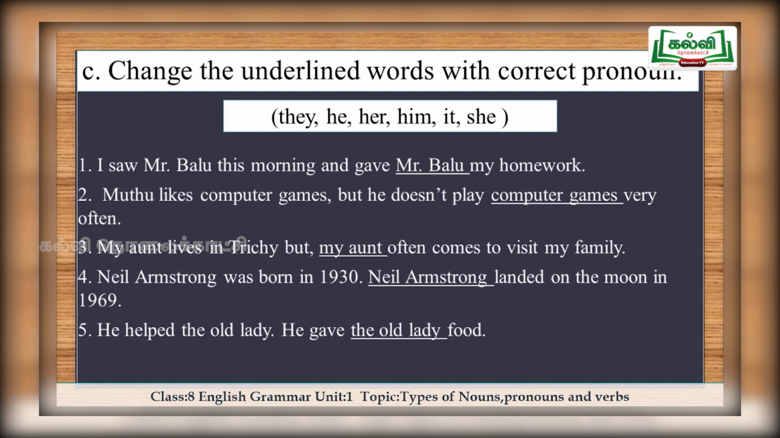So the sentences go like this, and we have underlined some words. Let me tell you those words, and you are going to replace those words with a pronoun. In this exercise, we are going to change the underlined words with correct pronouns. The pronouns listed here are they, he, her, him, it and she. See, I am going to read you the sentence, and you are going to replace the underlined noun with a pronoun. I saw Mr. Balu this morning and gave Mr. Balu my homework.